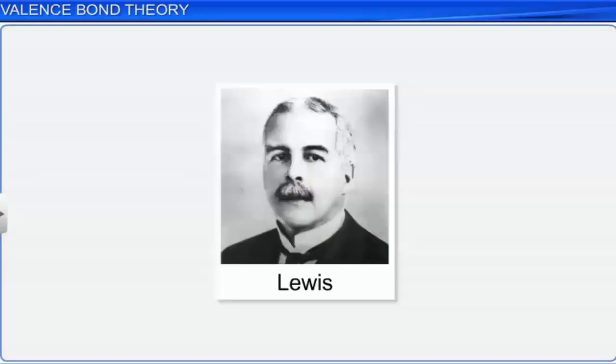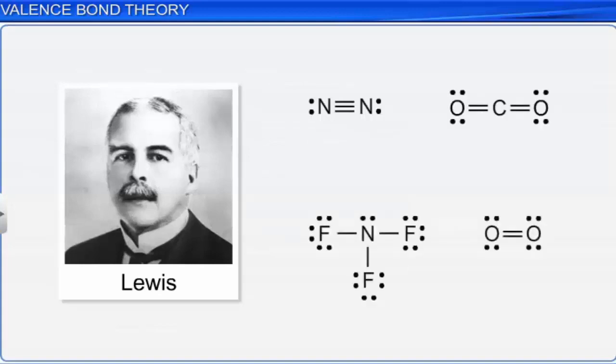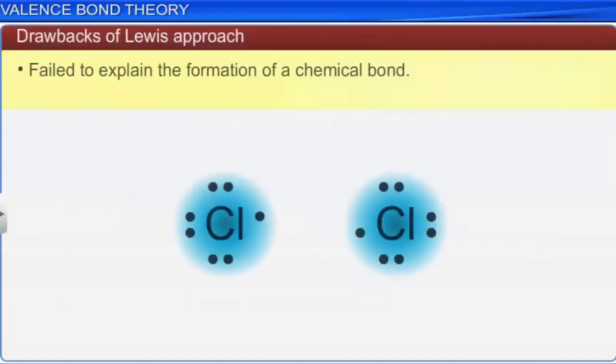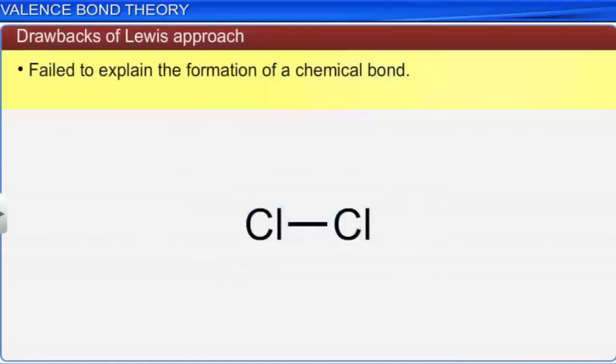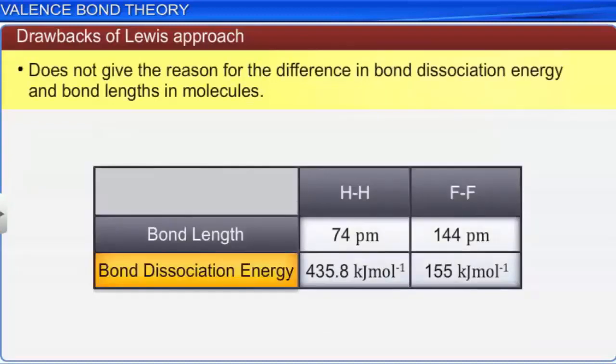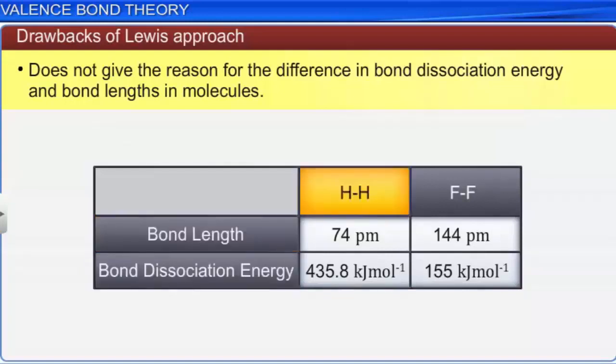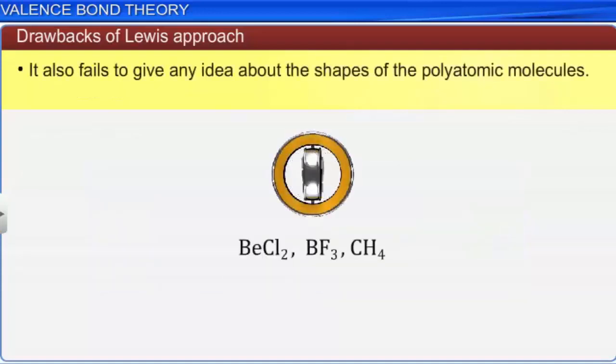Although Lewis's approach to chemical bonding helps us to write the structure of molecules, it suffers from certain drawbacks. These drawbacks are: it fails to explain the formation of a chemical bond. It does not give the reason for the difference in bond dissociation energy and bond lengths in molecules like hydrogen and fluorine, although in both cases a single covalent bond is formed. It also fails to give any idea about the shapes of polyatomic molecules.